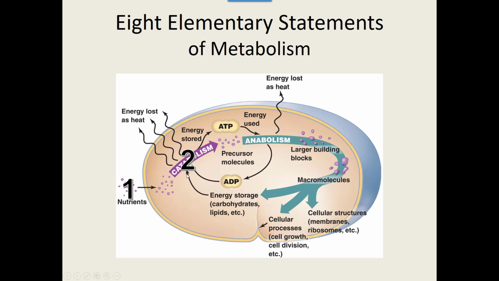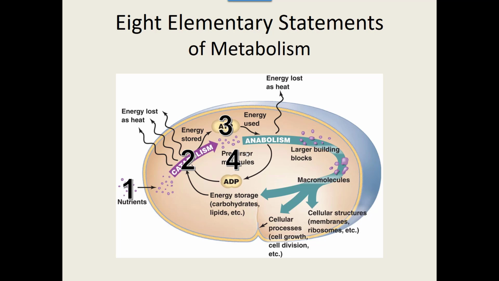This is the same thing on a bacterial scale, same thing on any small cellular scale. This happens in us too. For us to do anything, we need energy from nutrients and it has to get broken down. The third statement is that most of this energy that gets released from breaking down these nutrients is stored in ATP.